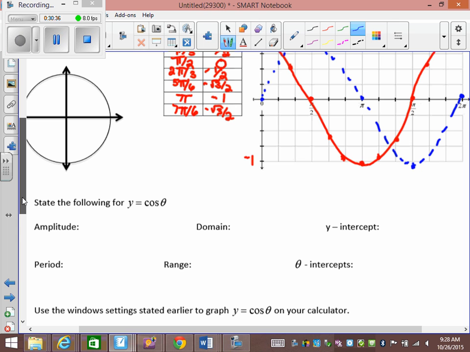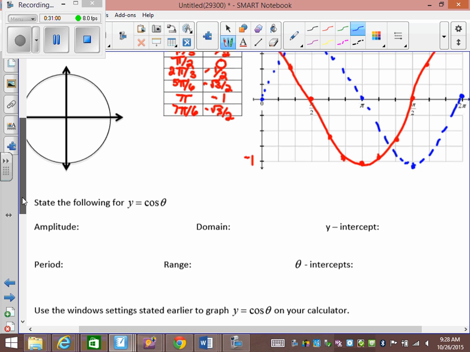No. The amplitude, would it change if I did a horizontal translation? If I took the graph and moved it horizontally, would my amplitude change? Would my range change? No, I'd just be shifting it this way. If I did a vertical translation, would it change my amplitude? If we shift it up or shift it down, my amplitude wouldn't change. My range would change. My amplitude would stay the same.